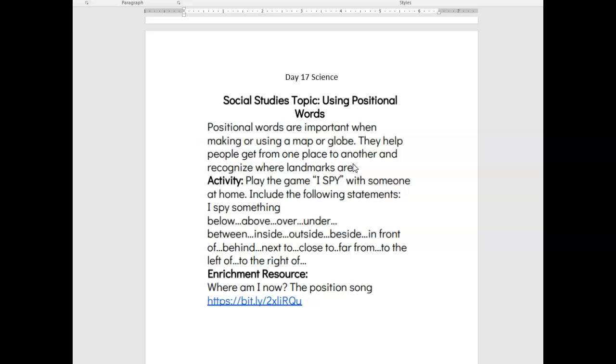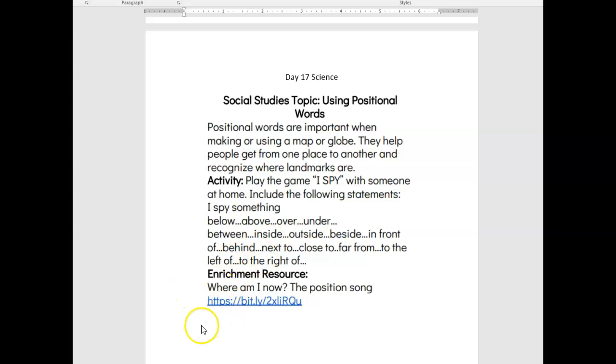So your activity for the day is to play the game I Spy with someone at home. And when you're playing I Spy, you're going to be looking at things that are below, above, over, under, using all those positional words, really trying to figure out where things are in relation to other things.